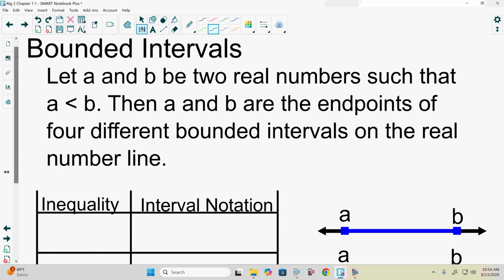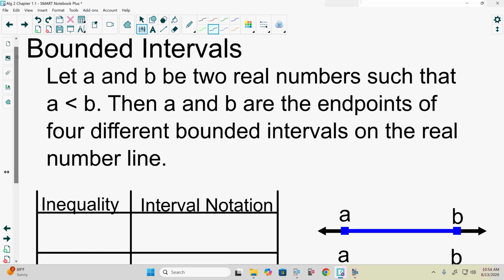Bounded interval. We see all these words. Luckily, you do not have to write all those words. It's right there at the bottom of that page. Let A and B be 2 real numbers such that A is less than B. Then A and B are the endpoints of 4 different bounded intervals on the real number line. That seems like a whole lot of words to say something, yes? But the reason we do this and the reason we talk about it in this way is we want to describe any and all possible bounded intervals.